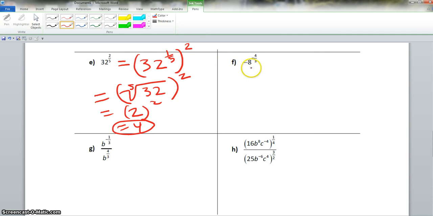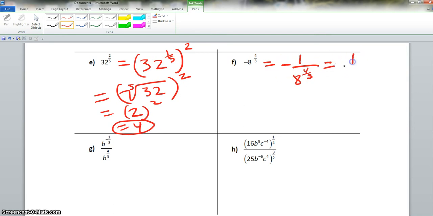Now we go to F. We have negative 8, and listen, this 4/3 is actually negative. I know it's hard to see, but this is actually a negative sign in front of the 4/3. So first thing, let's get rid of that negative. So what will happen is we will have negative 1/8 to the 4/3 power. Now if you notice, this negative doesn't stay with the 8 because it's on the outside.